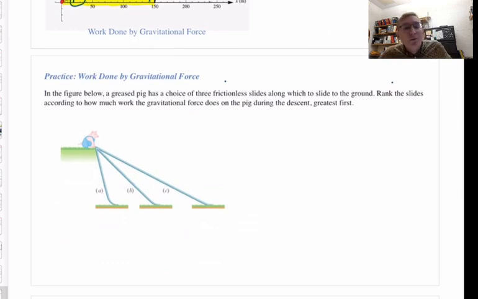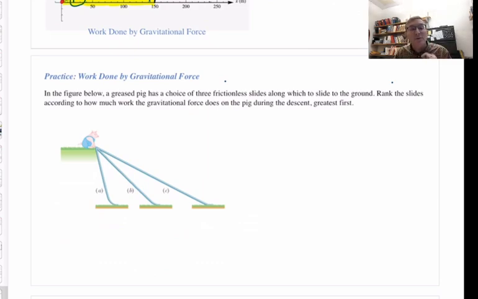In the figure below, we have a greased pig, and it has a choice of 3 frictionless slides along which to slide to the ground. Slide A, slide B, slide C. We are to rank the 3 slides, A, B, C, according to how much work the gravitational force does on the pig during the descent.